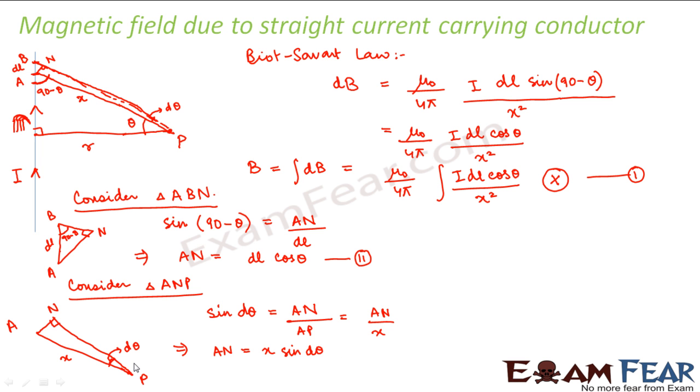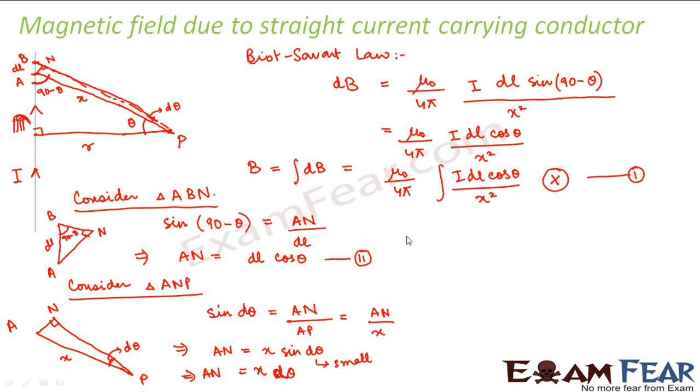Now here we can see that d theta is a very small angle. If theta is very small, then sine theta can be considered as theta. So sine d theta can be written as only d theta. So AN is equal to X d theta. Now we got this value of AN, so what we do is put this value of AN in equation 2.